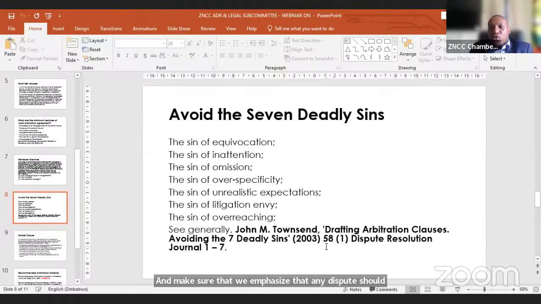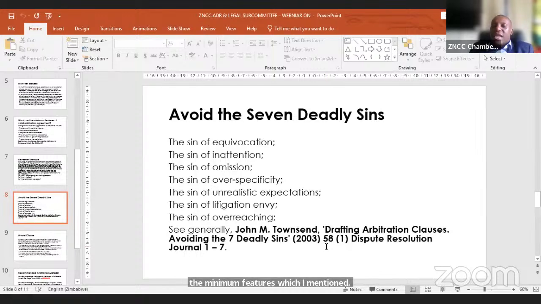Should be finally resolved by arbitration. Sin number 2 is the sin of inattention. An arbitration agreement does not have to be legalistic or very, very exhaustive. It should ideally, like I said, have the minimum features which I mentioned earlier.